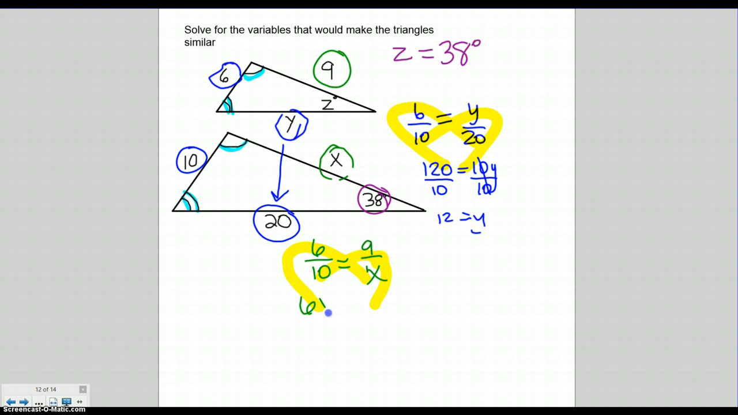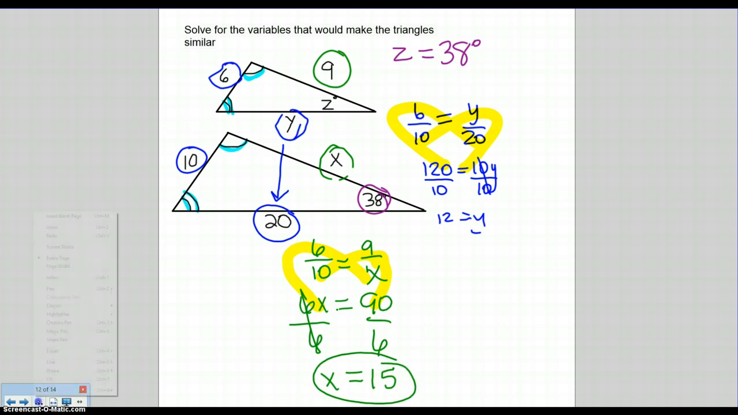6 times x is 6x. 9 times 10 is 90. So then we're going to divide both sides by 6. So that cancels those out. Then what's 90 divided by 6? 90 divided by 6 is 15.